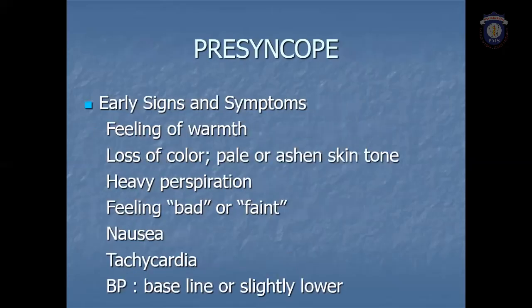Now, the signs and symptoms of syncope. Basically, syncope can be divided into three stages: pre-syncope, syncope, post-syncope. Pre-syncope, the early signs and symptoms: feeling of warmth, loss of color, pale or ashen skin tone, heavy perspiration, feeling bad or faint, nausea, tachycardia, BP coming down to baseline or slightly lower. For example, it may be around 90 by 60, 90 by 50, etc.